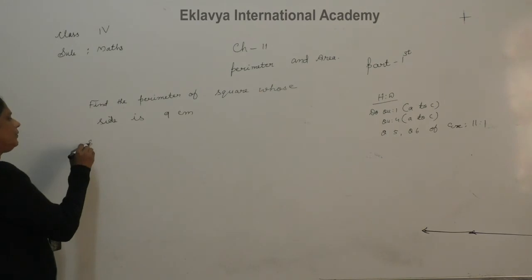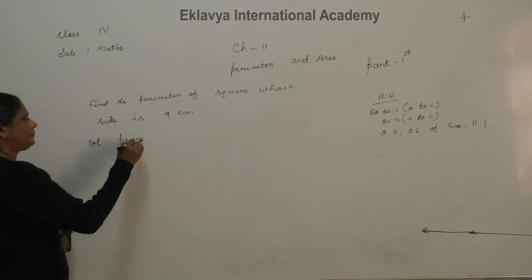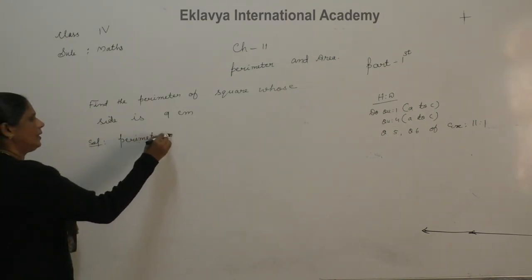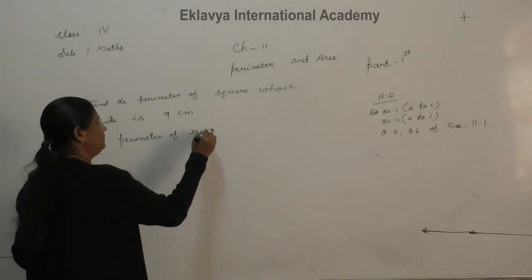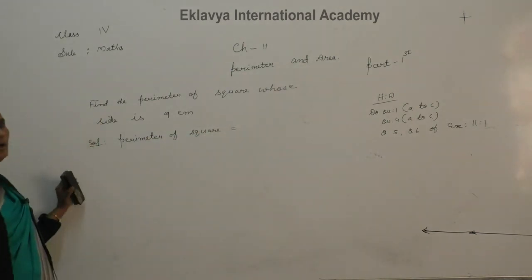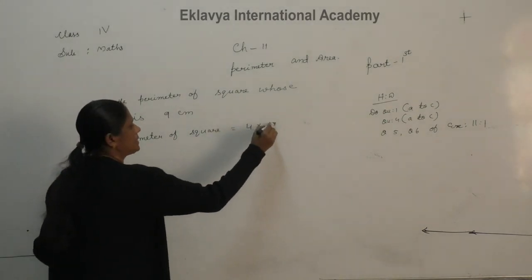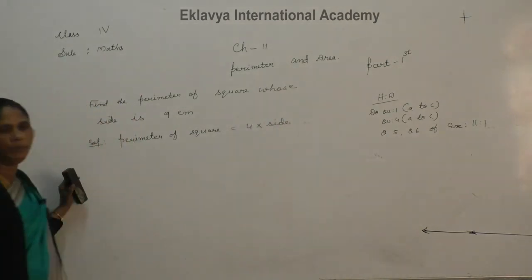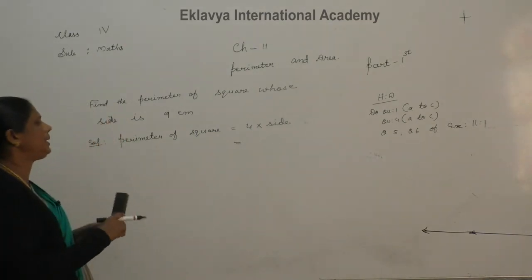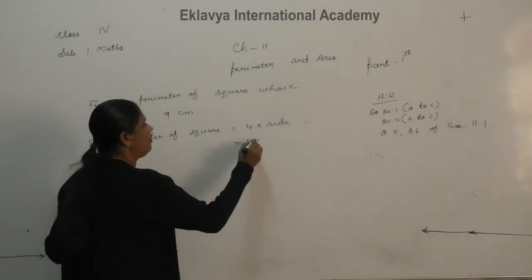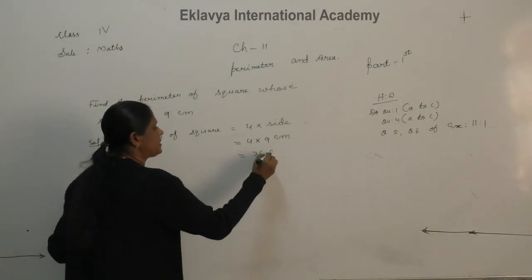First you write the formula. Perimeter of square is equal to 4 multiply side. That is 4 multiply 9 centimeter is equal to 36 centimeter.